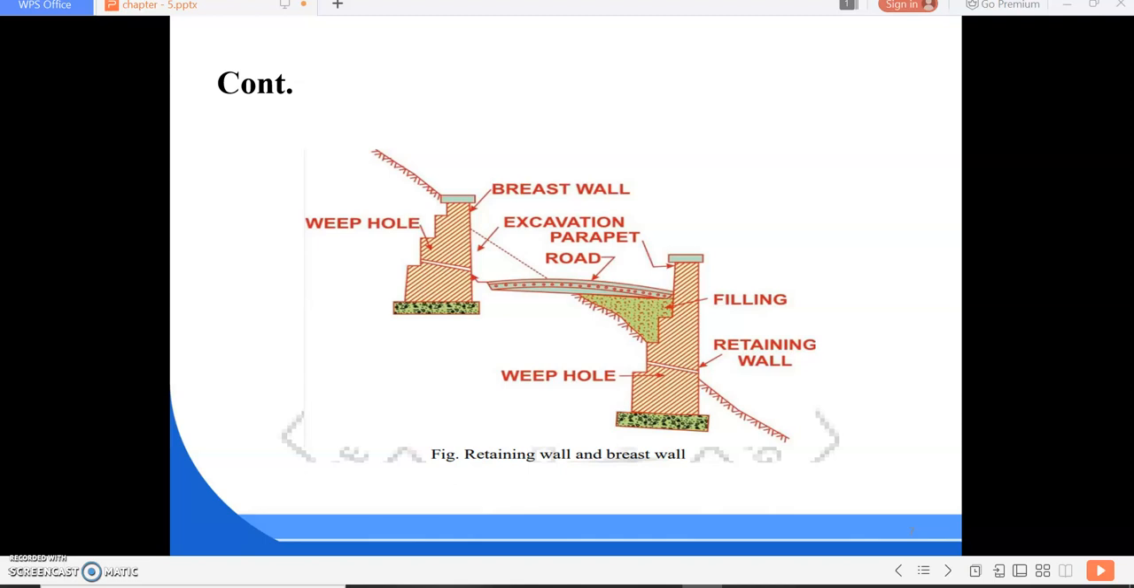In the previous class, we have studied that retaining wall is provided on the valley side whereas braced wall is provided on the hillside. So that is the basic difference between these. This is our braced wall and this is our retaining wall. Braced wall supports natural slope, whereas retaining wall supports artificial cutting or slope.